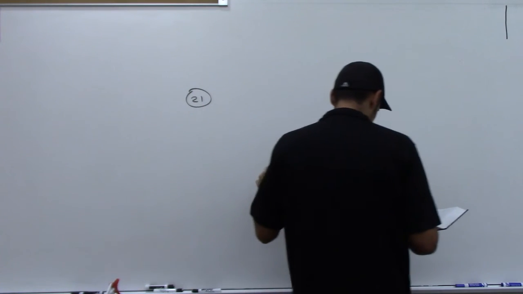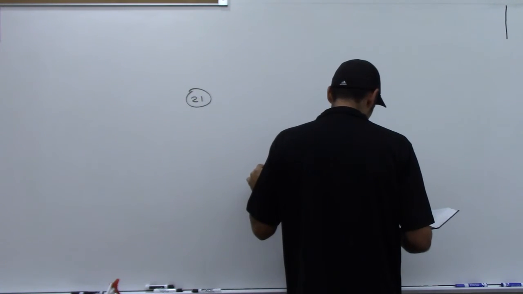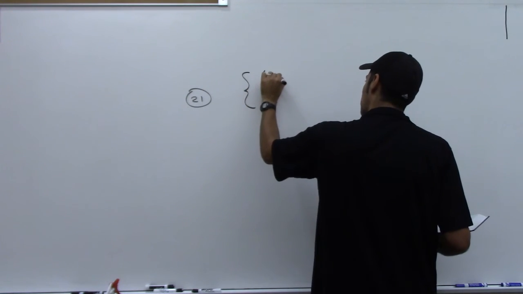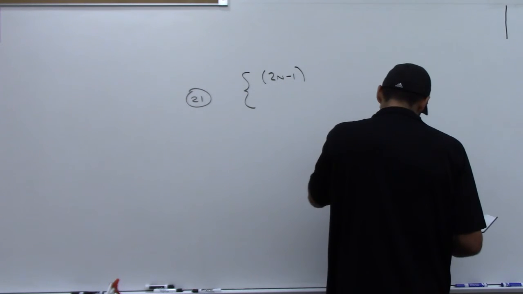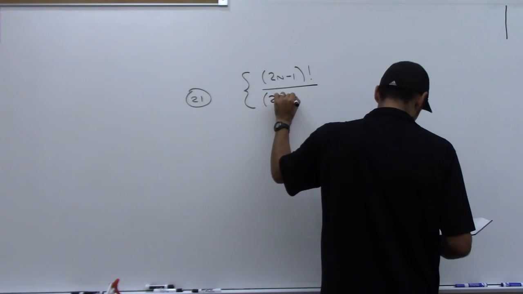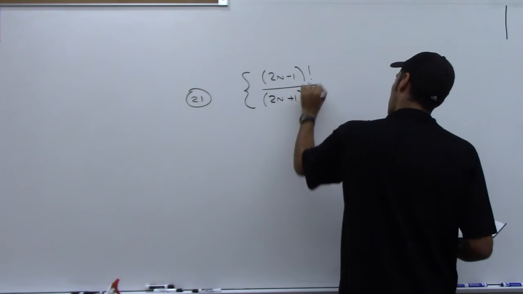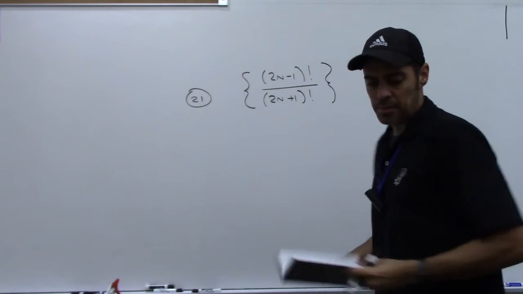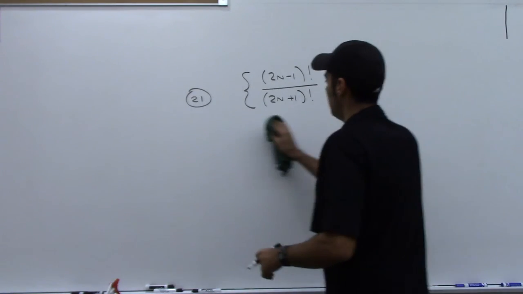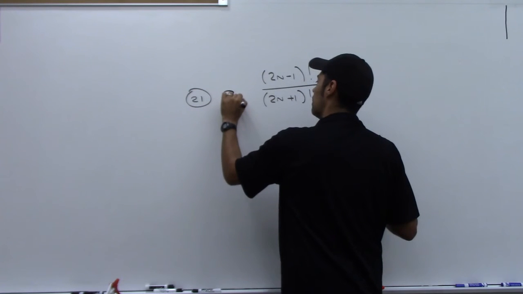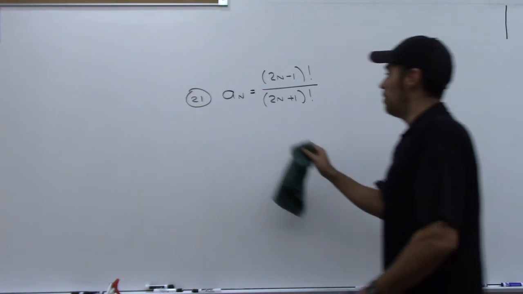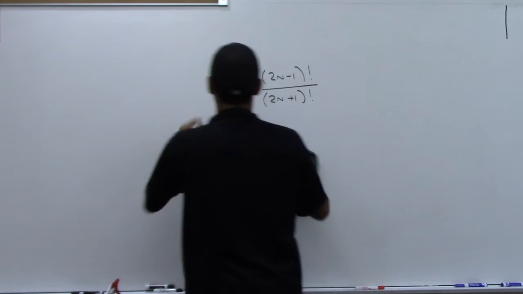21 then. All right, so they give you the sequence in braces. This is just a different way of defining the sequence. It means exactly the same thing as earlier. They ask, does it converge or diverge? If you erase the braces and put a sub n equals this, it's the same exact thing. So I want to take the limit as n goes to infinity of this.